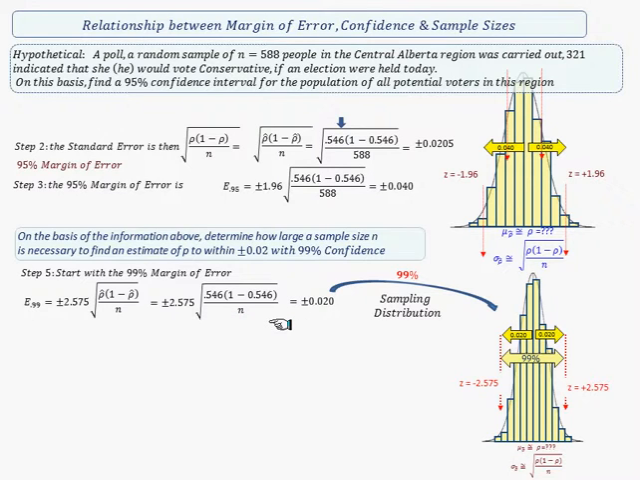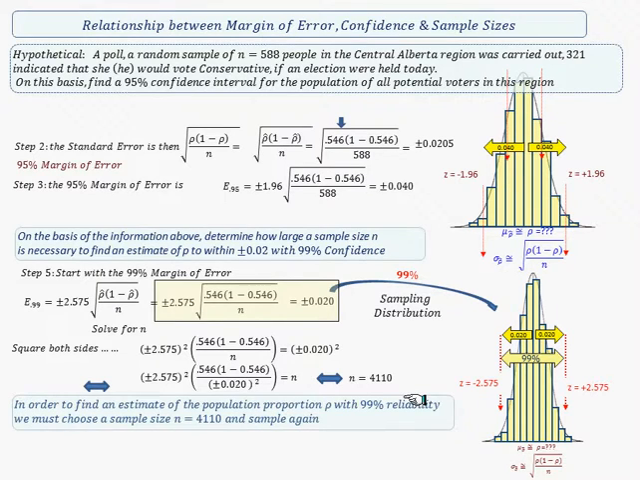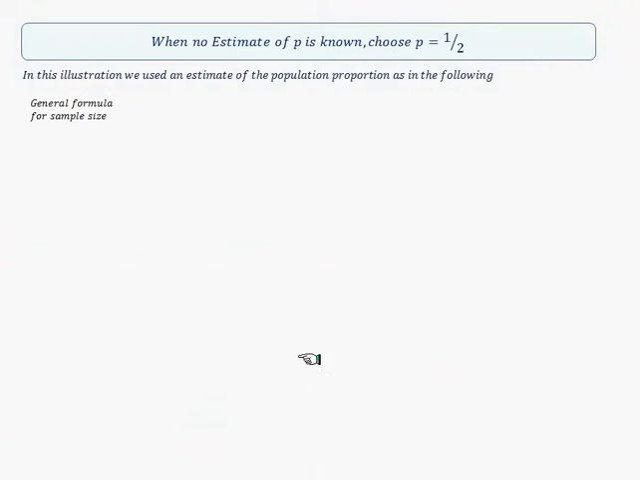Now we're looking at this part here, solving for n. We square both sides and we find the following. And n becomes 4110. So we must go to a sample size of 4110 to achieve this degree of reliability. Solving for n, generally we have this formulation here. And now we're going to look at the case of what happens if we don't have an estimate of p.